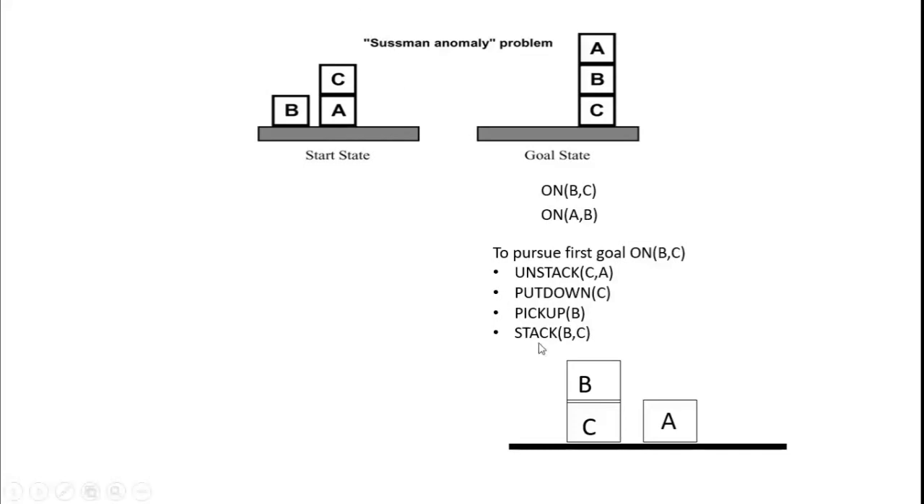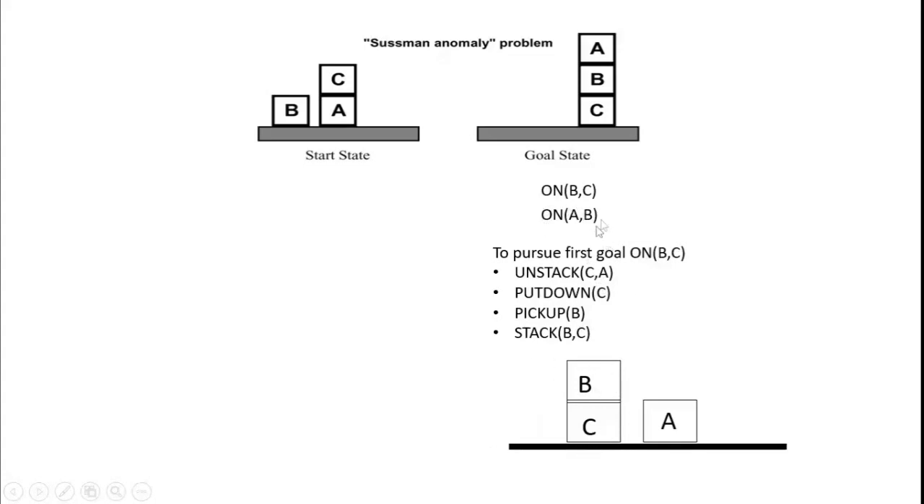इससे क्या होगा? सबसे पहले आप अनस्टैक C कमा A, C को पुट कर लिया, B को पिक कर लिया, B को लाके C के ऊपर डाल दिया. With that, you achieved the goal on B comma C. Now you need to achieve the second sub goal. What is the second sub goal? On A comma B. If you want to achieve the second sub goal, you cannot do it without disturbing this.